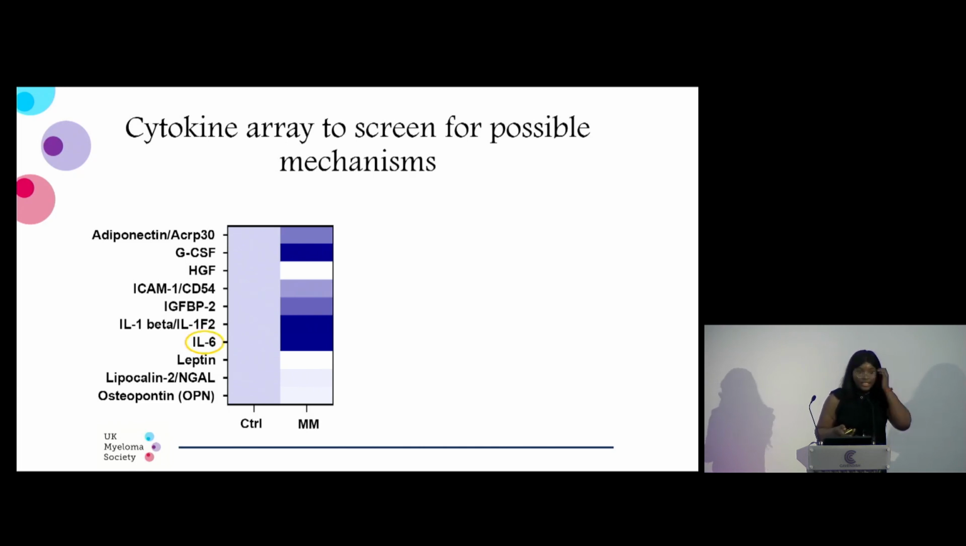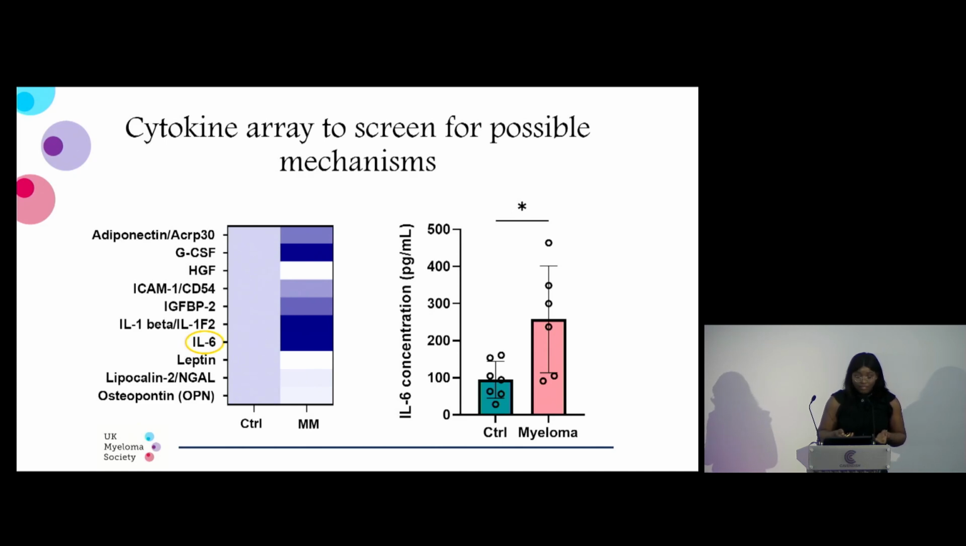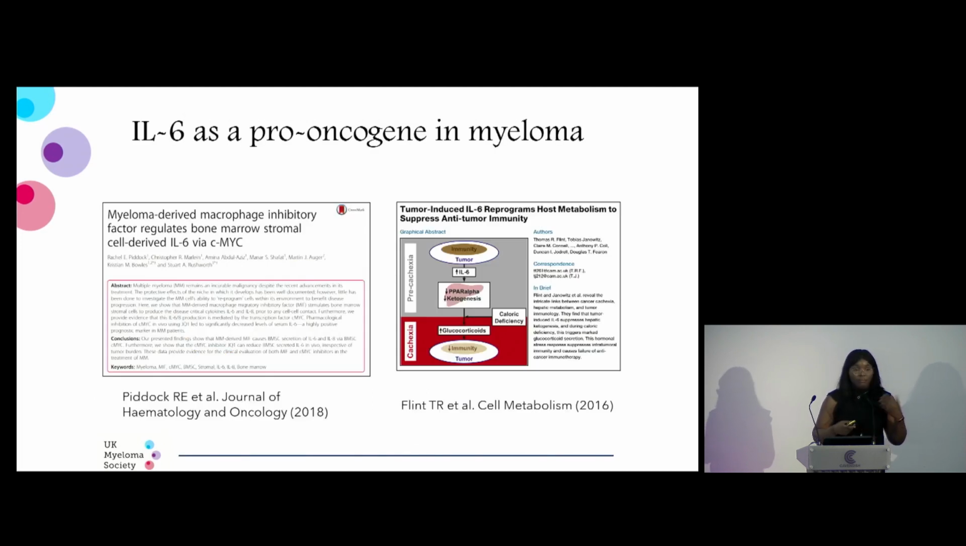And what you can see is interleukin-6 appears to be more significantly elevated in the serum from the myeloma mice compared to the control. And to better quantify it, I did an interleukin-6 ELISA. And what you can see is there is significantly more interleukin-6 in the serum of myeloma mice compared to control mice. So these are all suggesting that myeloma cells are secreting interleukin-6.